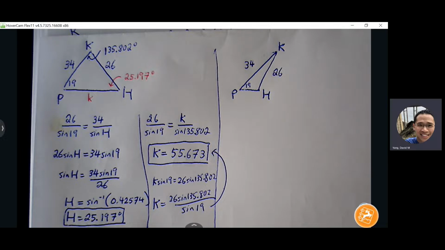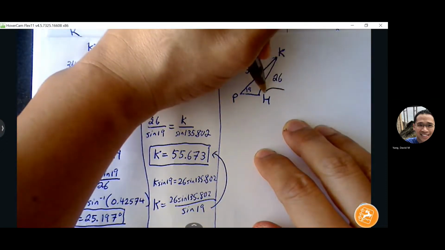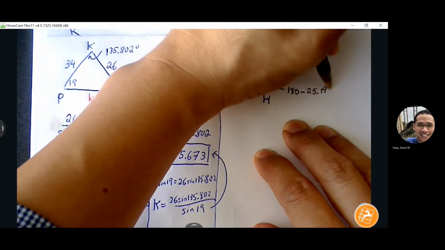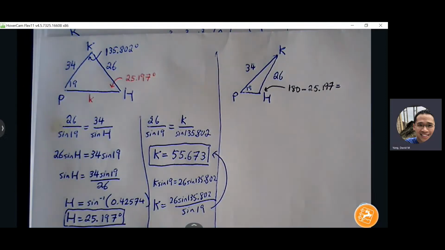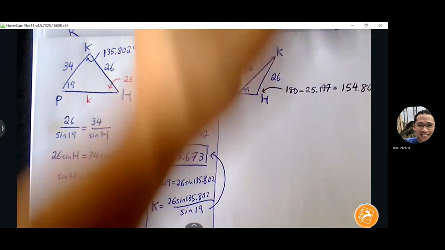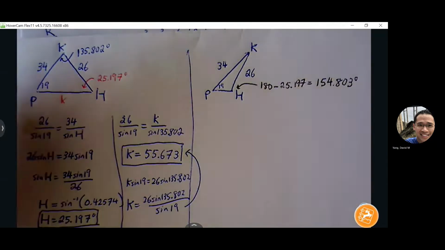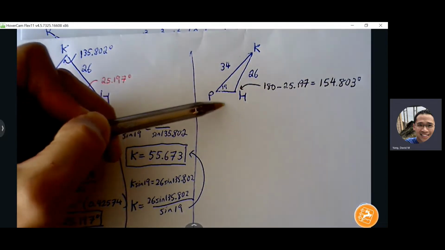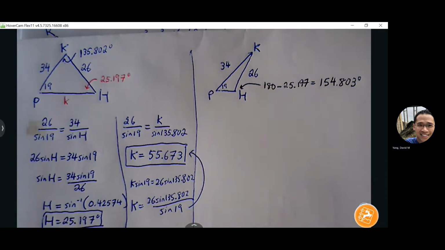So we do 180 minus 25.197, which gives 154.803. And now it gets easier, because you can find that third missing angle by subtracting from 180. And then all you need is to solve for side k using law of sines.